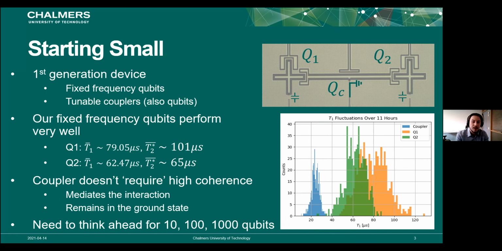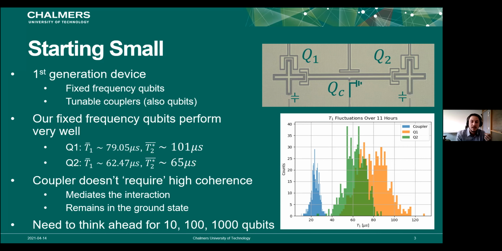And when we were choosing our architecture with this kind of design, what we had in mind is that all of our data should be on the thing that is the most coherent part of our system, which is our fixed frequency qubits. We don't need our coupler to have extraordinarily high coherence because its only job is to mediate the interaction between the qubits. And so through the operation, it should remain in the ground state.